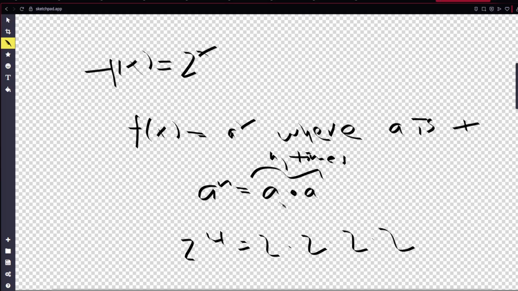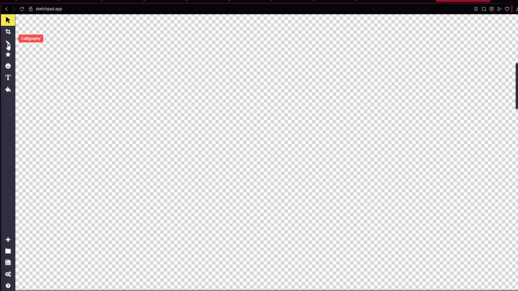That's some logical things here. Assuming that a is not equal to 0, f of 0 is always equal to 1 for exponential functions, because a to the 0 is always equal to 1. Pretty simple there.